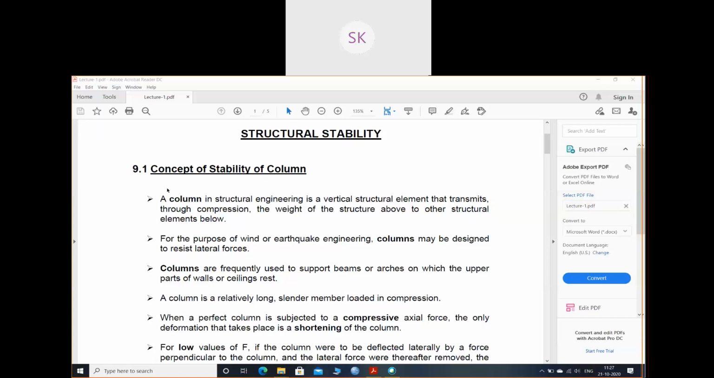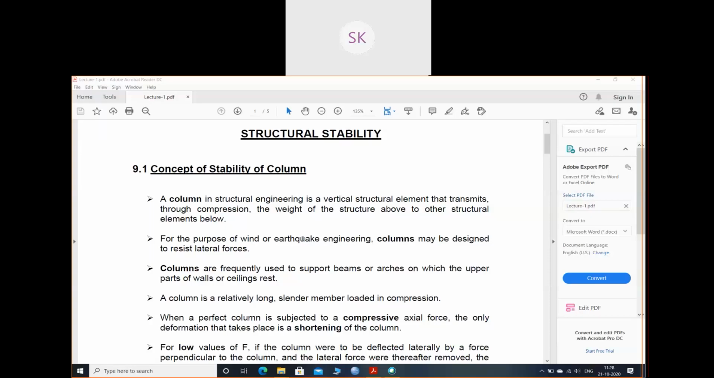Okay. So first we'll see what is a column. A column in structural engineering is a vertical structural element that transmits, through compression, the weight of the structure above to other structural elements. If you see a building, all the live loads and dead loads come to it. First, I hope live load and dead load are clear to you. Any furniture will be dead load, and we people are called live load, right? So our slab takes our loads, right?